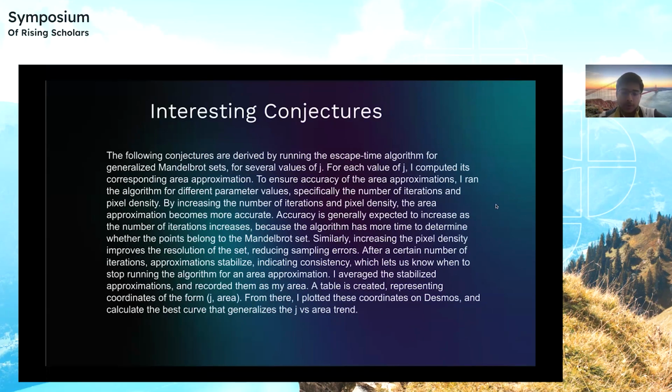Finally, I created a table representing the coordinates in the form (j, area), and then from there, I plotted these coordinates on Desmos and calculated the best curve that generalizes the j versus area trend.